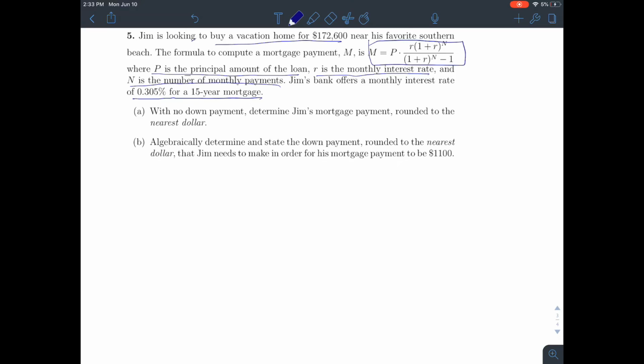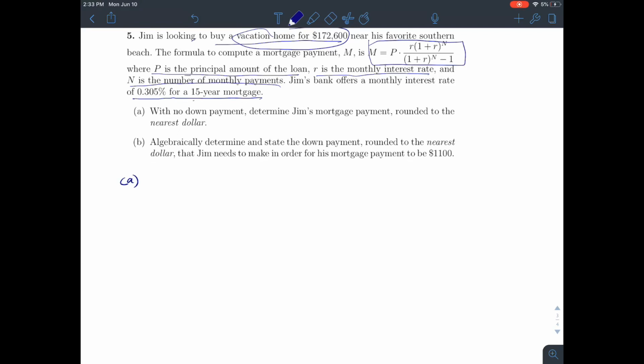So we have a similar situation. He wants to buy this vacation home. He can't afford to pay it all at once, so he's going to pay it back over 15 years. But he's going to be charged a small percentage of interest in order to allow him to borrow the money. But what that will mean is he'll have to pay back more money over time. So let's figure out some things about this. So with no down payment, determine Jim's mortgage payment rounded to the nearest dollar.